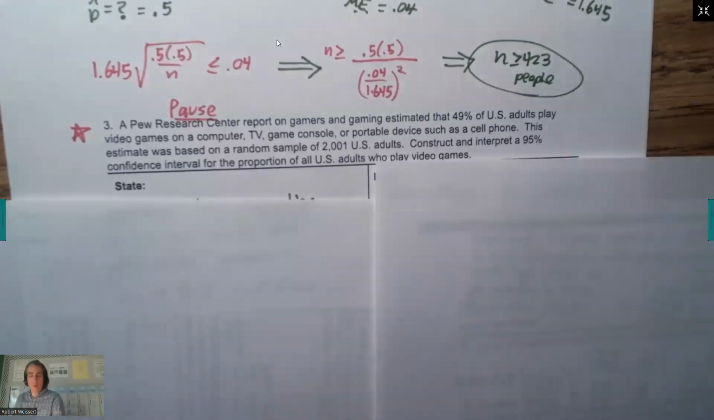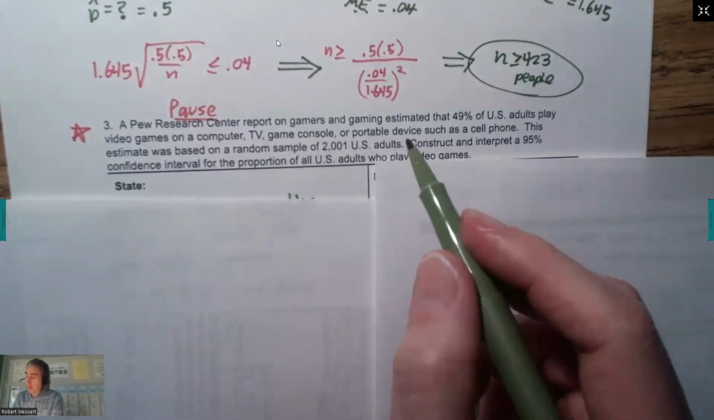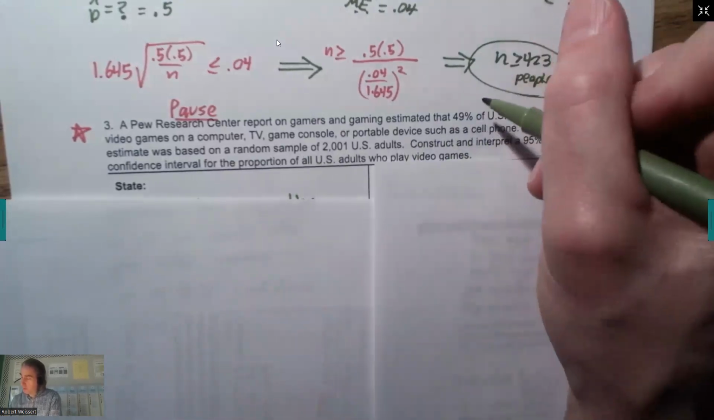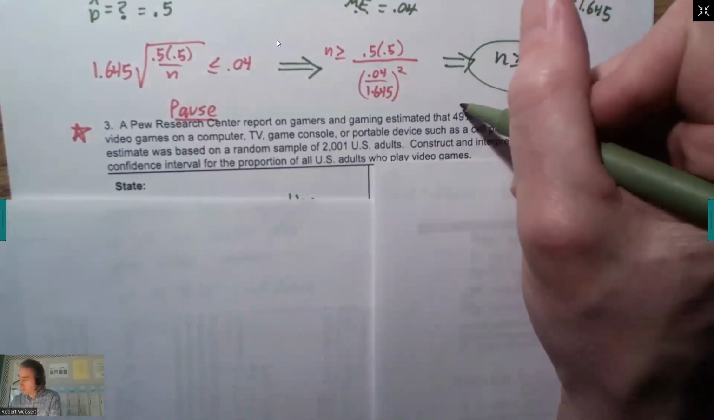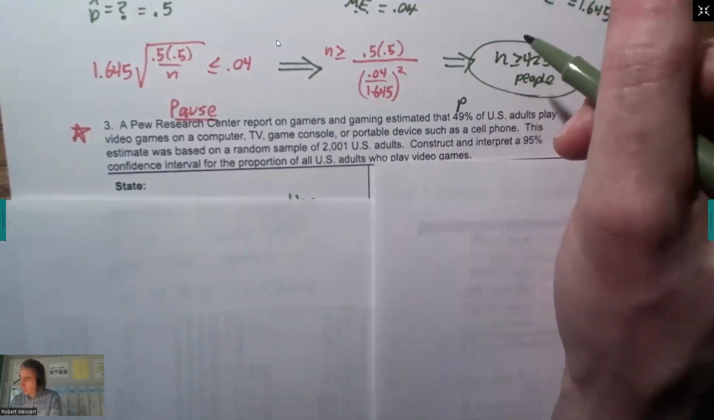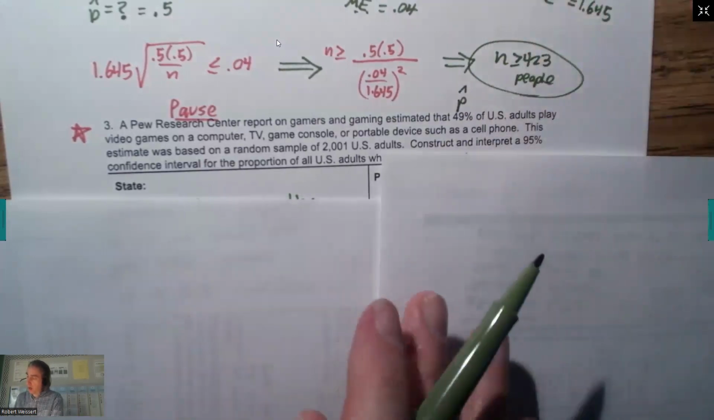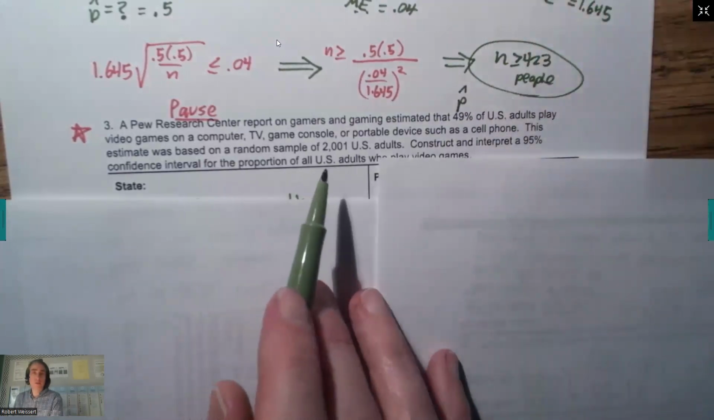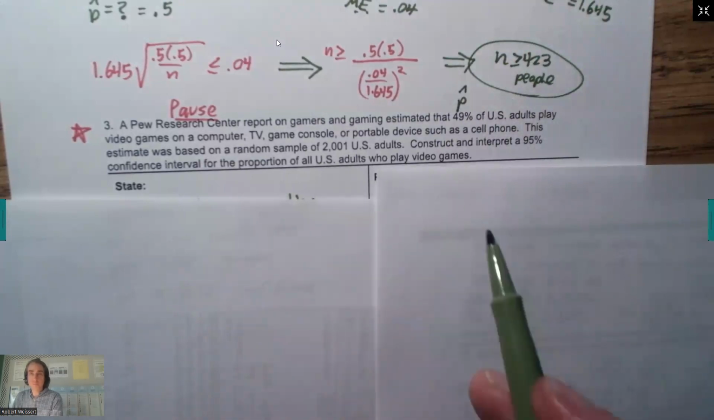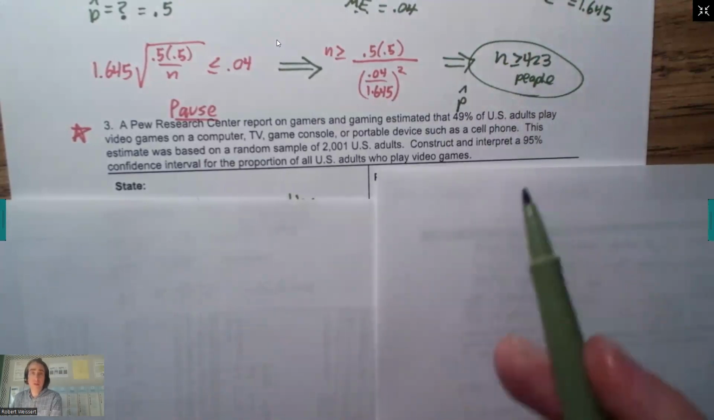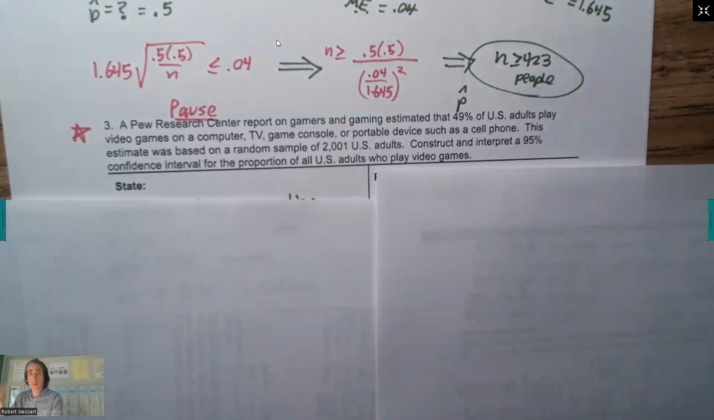All right, let's read through the problem. Pew Research Center report on gamers and gaming estimated that 49% of U.S. adults play video games on the computer. So that's going to be your p-hat, because this estimate was based on a random sample of 2001 U.S. adults. So that is your p-hat. Construct and interpret a 95% confidence interval for the proportion of all U.S. adults who play video games. This is our state plan do conclude.